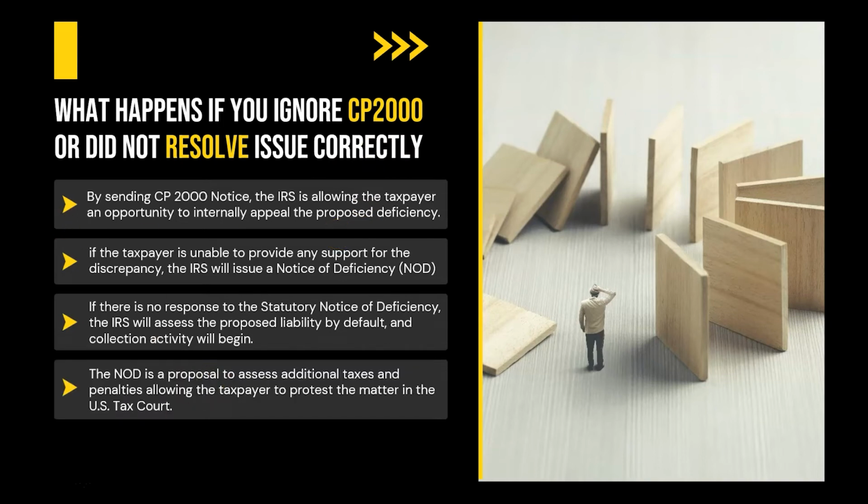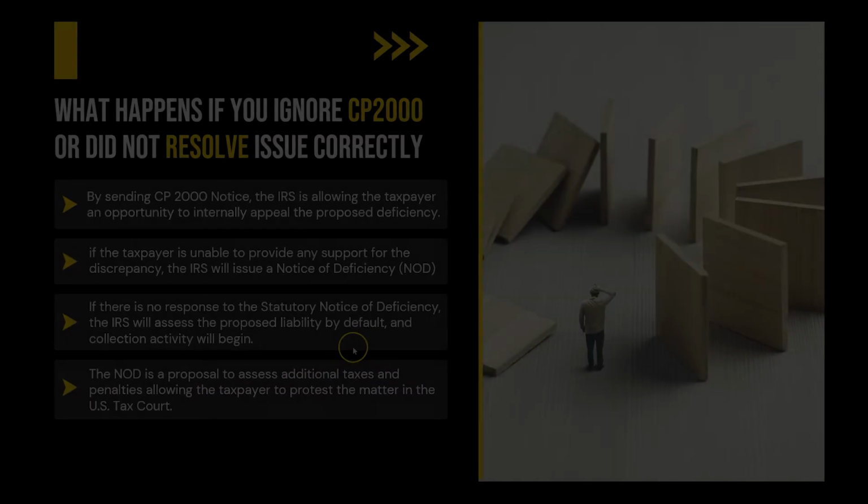Notice of deficiency is a proposal. That 90-day letter, or the 150-day letter if you live overseas, is a proposal to assess additional taxes and penalties. And it also allows you, the taxpayer, to protest the matter in U.S. Tax Court.